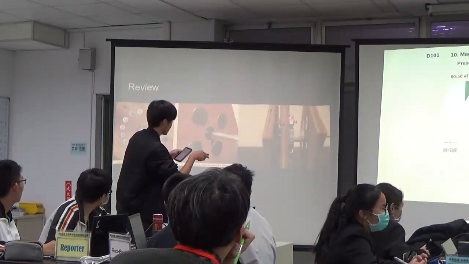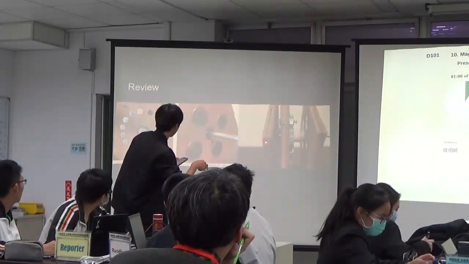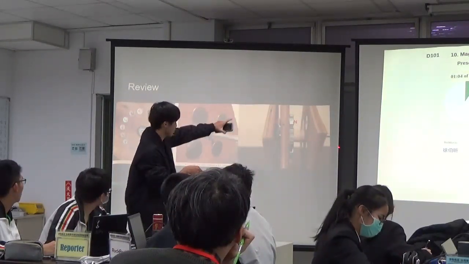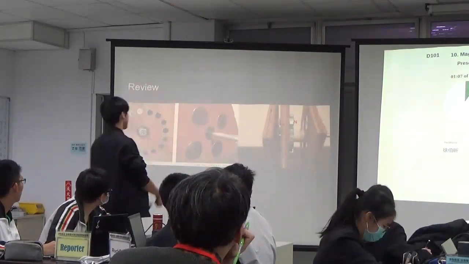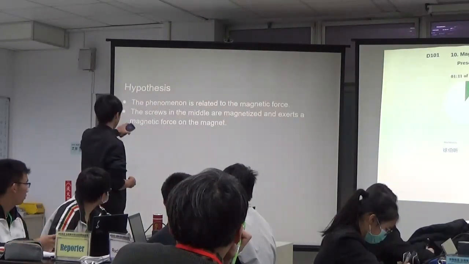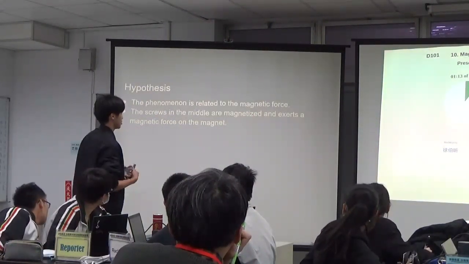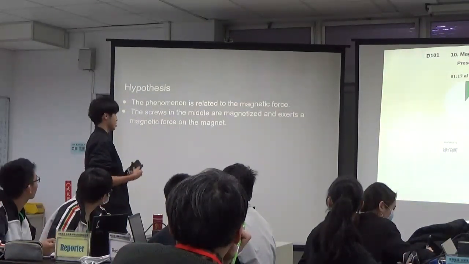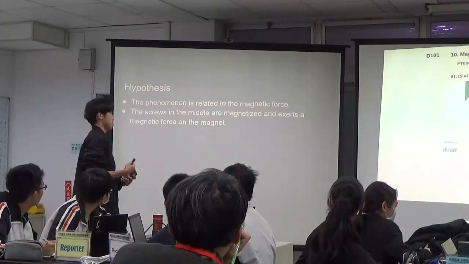The screws will be magnetized by the magnet here, and it will affect the wheel here and make the wheel here turn, rotate. So this is our hypothesis. The phenomenon is related to the magnetic force, and the screws in the middle are magnetized, and so is the magnetic force magnet.